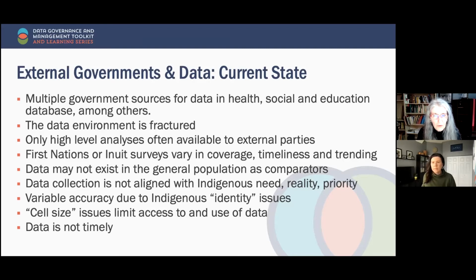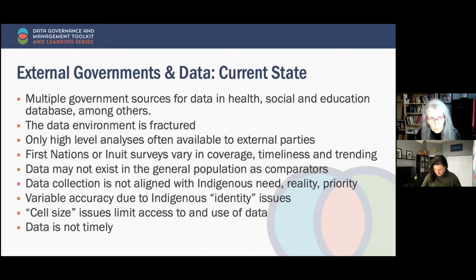And as wonderful as the First Nations and Inuit surveys are, one limitation is that the general population often doesn't have comparator indicators because they don't look at it from a strength-based perspective, they're more deficits-based. So if you want to use some of the data that you generate yourself, or perhaps from a First Nations or an Inuit survey, you may not be able to do a direct comparison against the general population.